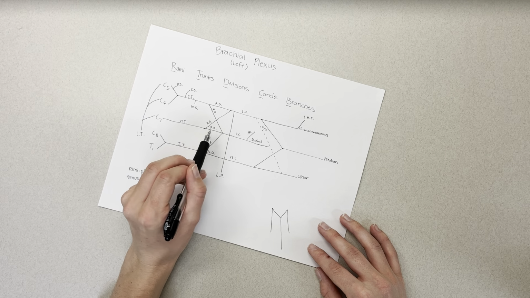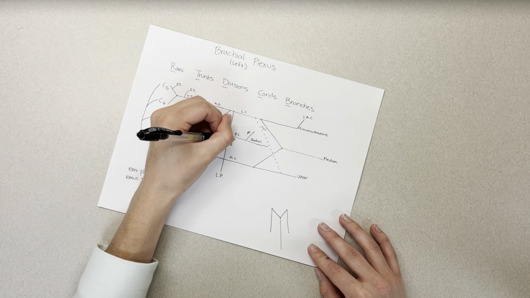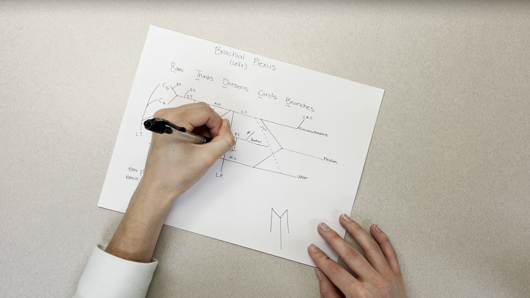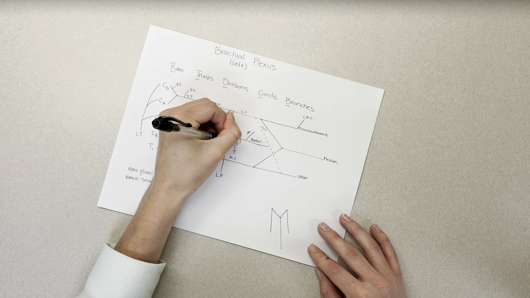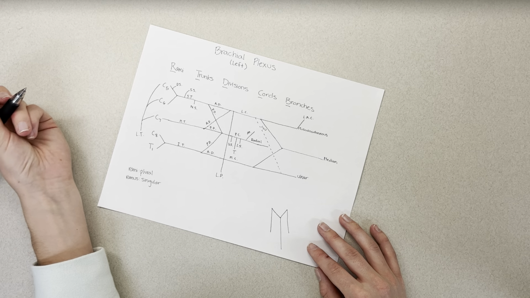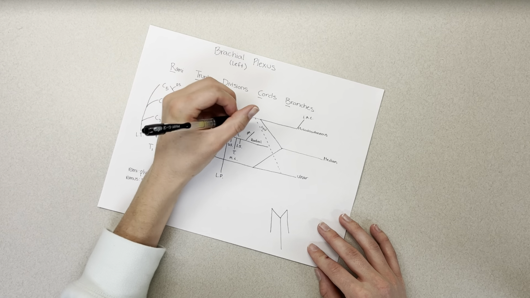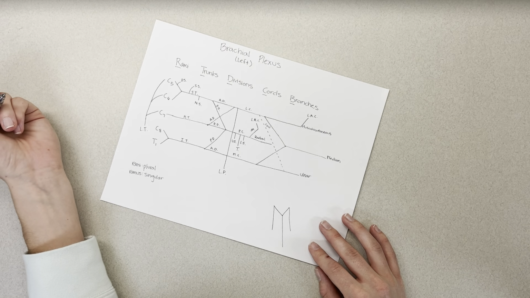The posterior cord will directly give off three smaller branches. The first is the upper subscapular nerve, innervating subscapularis. And then we have thoracodorsal, innervating latissimus dorsi. And most distally, lower subscapular, innervating subscapularis and teres major. After innervating teres minor and deltoid, axillary will give off the lateral brachiocutaneous nerve.